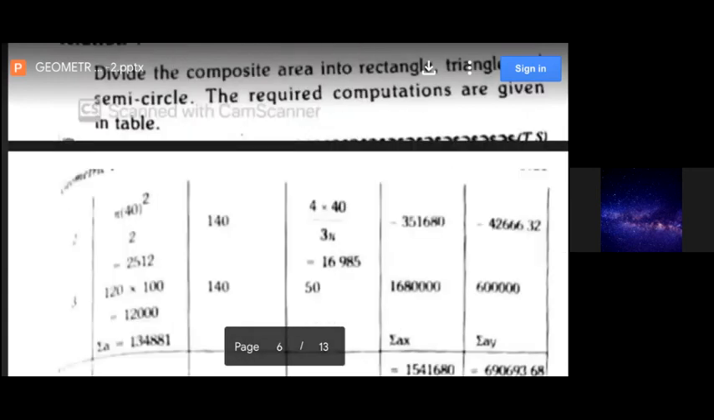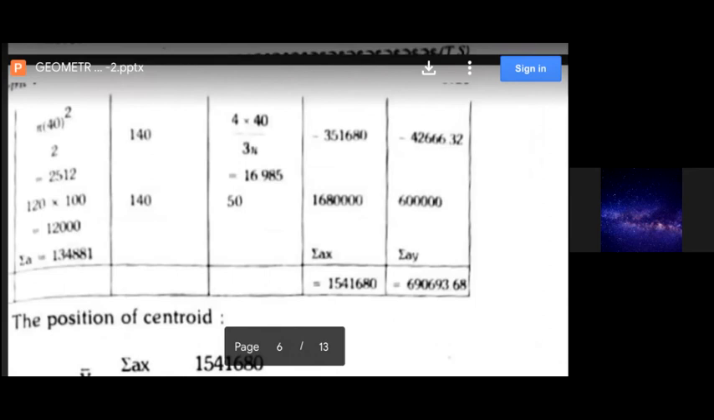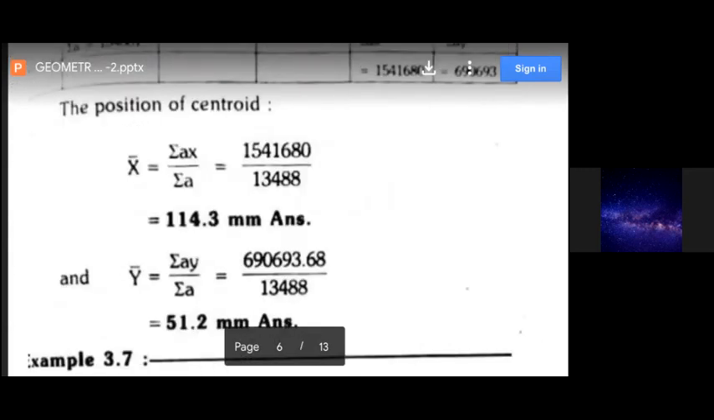Substitute the same values and calculate the products, that is sigma ax, sigma ay. Here we have to add the three: a1 plus a2 plus a3. Sigma ax is equal to a1x1 plus a2x2 plus a3x3. Sigma ay is equal to a1y1 plus a2y2 plus a3y3. So let's substitute in the general formula. x bar is equal to sigma ax by sigma a, and y bar is equal to sigma ay by sigma a. So we get x bar as 114.3 mm, and y bar as 51.2 mm.